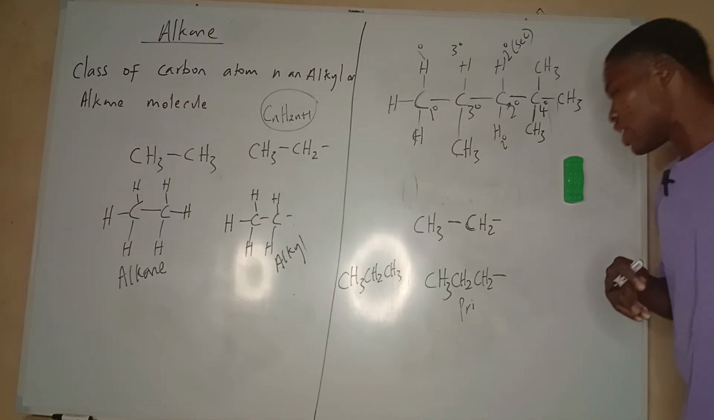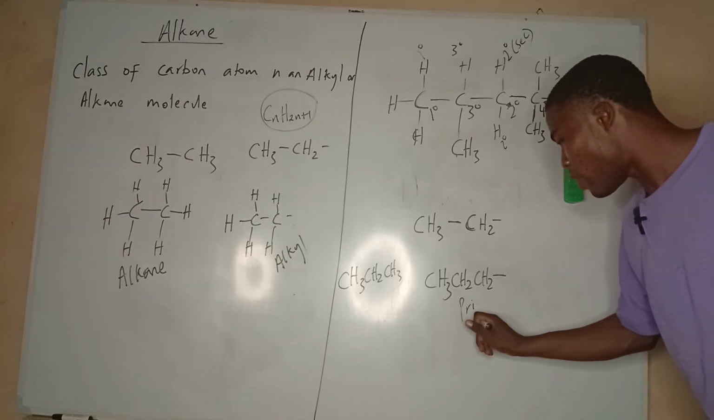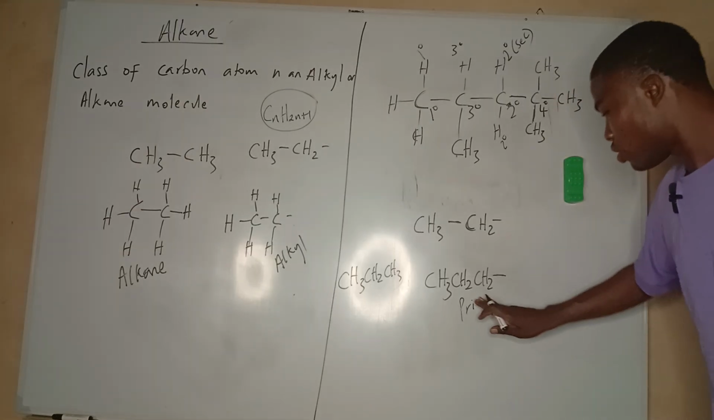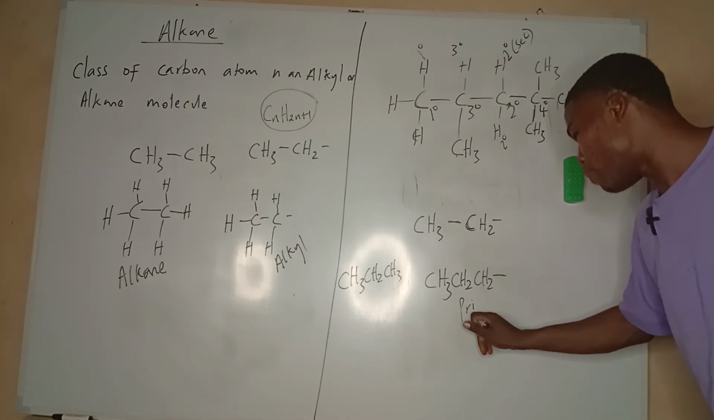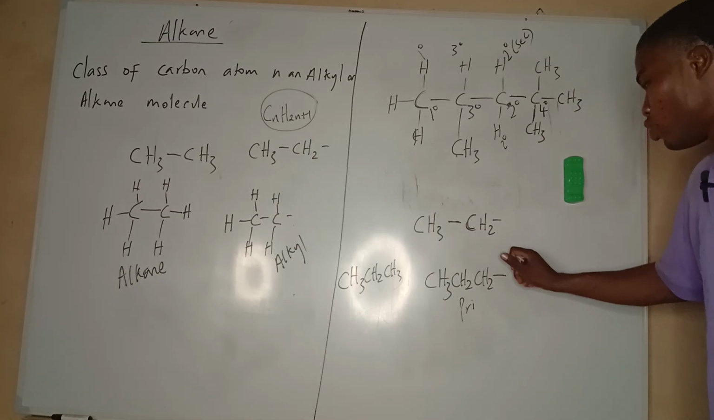Now let's take another case. Now this same alkyl group, propyl. There's nothing like a primary propyl. We'll just say it's a propyl. So this group is propyl.